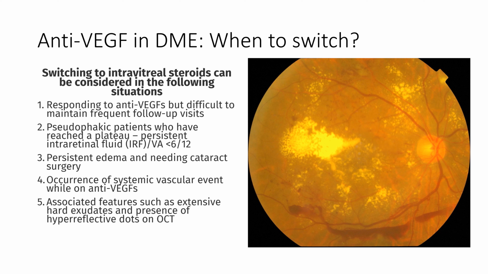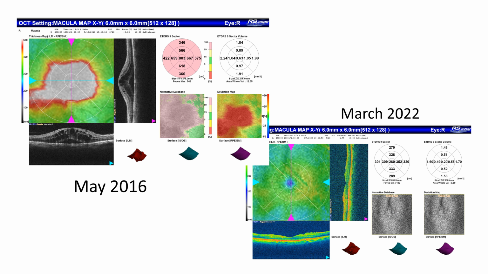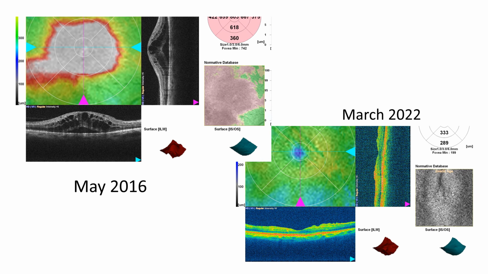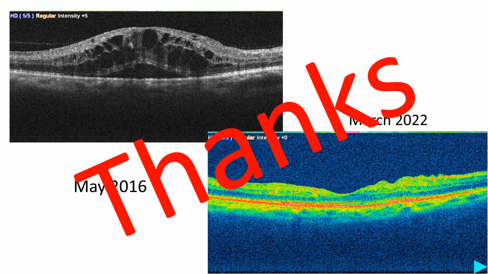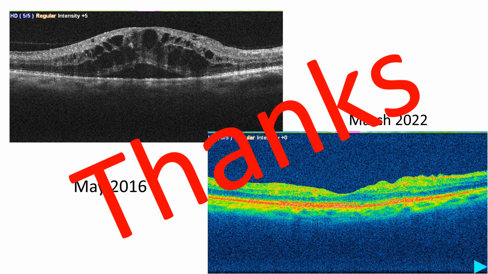So this is all about how anti-VEGF are useful in diabetic macular edema, and this is one example patient who, between May 2016 and March 2022, has maintained very steady improvement and has an absolutely dry retina now with visual acuity which is very good, that is 6/12 BCVA, and this is how you can treat and manage these patients using anti-VEGF. Thank you.